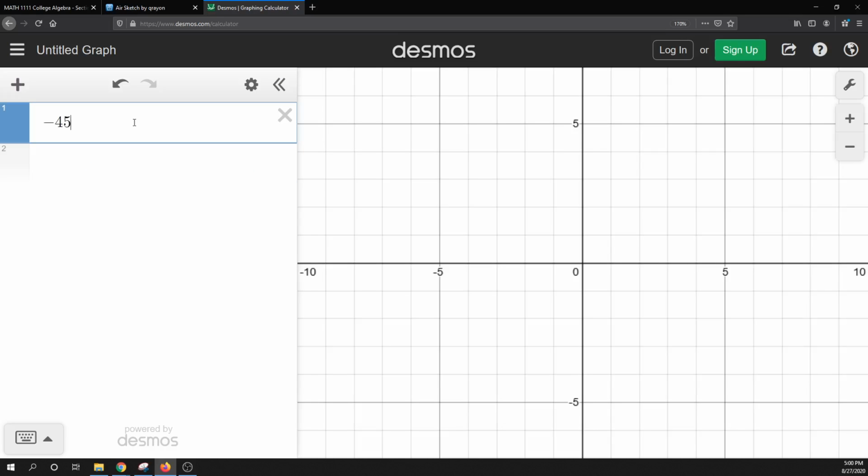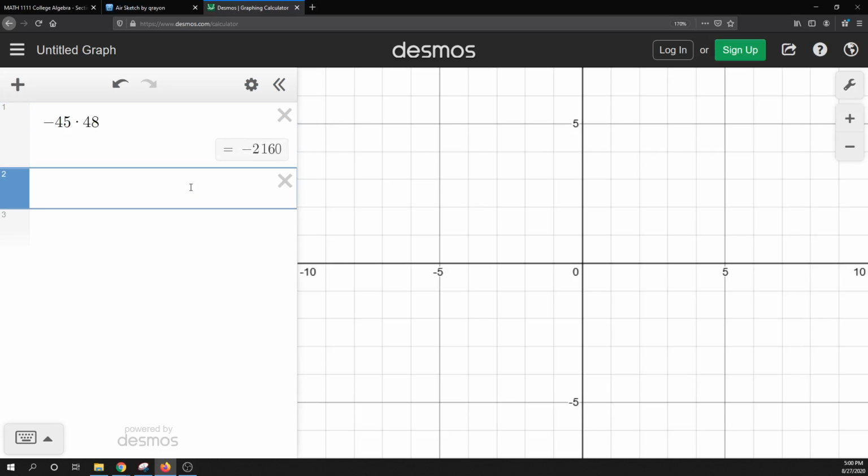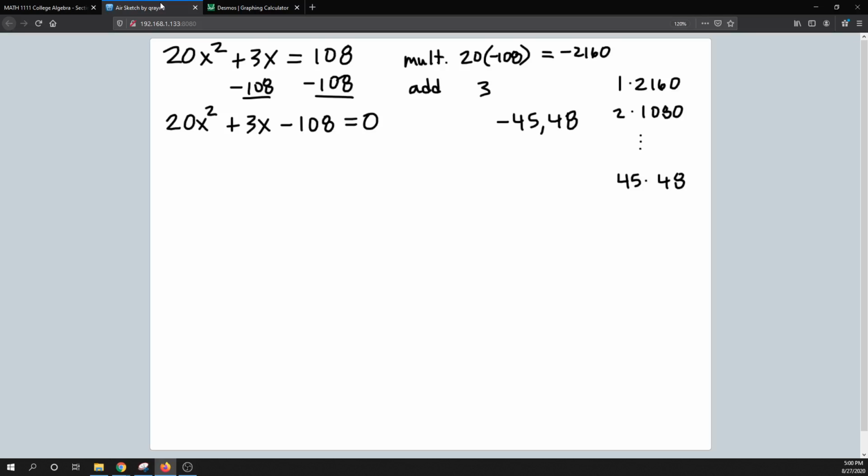Negative 45 times a positive 48 is negative 2160, right? And negative 45 plus positive 48 is a positive 3. So those are the two numbers that I'm looking for. Okay? All right, next up, I would split the middle term up using those two numbers: minus 45x plus 48x minus 108 equals 0.